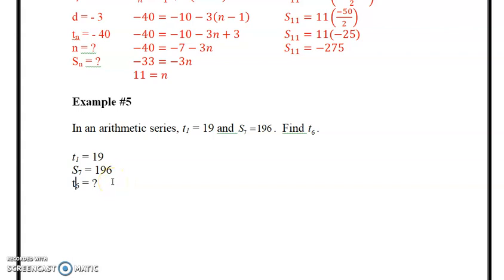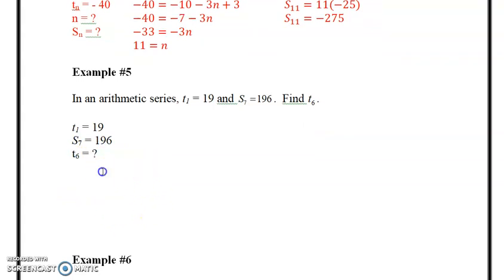Well, I don't think we can find anything right now. So we're probably going to need multiple formulas here in order to obtain this answer. So let's look at what we have.